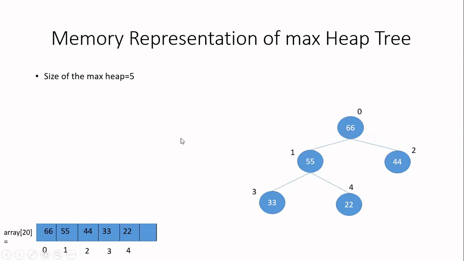Currently I have 5 nodes in this max heap, so I can say that the size of the current max heap is 5. But I have allocated the maximum size for the array as 20. That means at the maximum I can have 20 nodes in this particular heap. More than that I cannot store because it is a static memory allocation.